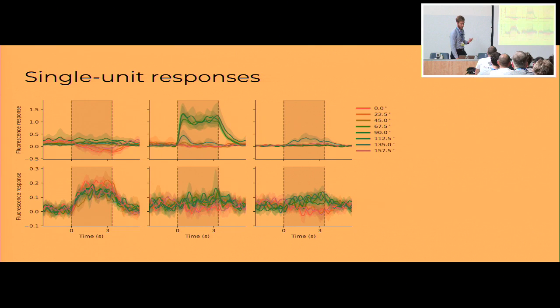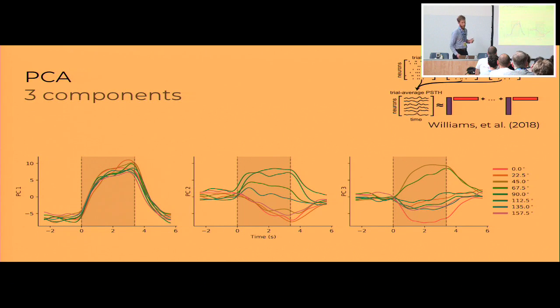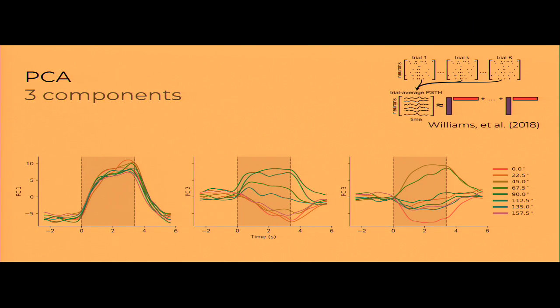This is just to show you that this data, which is calcium imaging, is quite noisy as well. I don't know if you can see the individual trials. Yet PCA allows us to compress all of this, and when we run PCA on this data, we get quite a nice, simple representation of all of this mess.